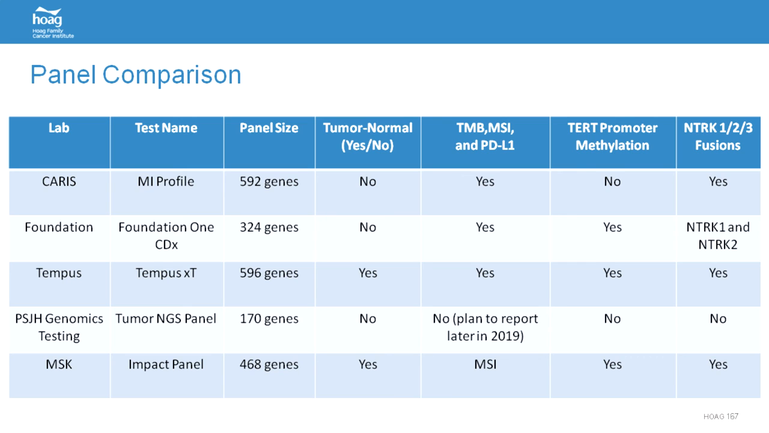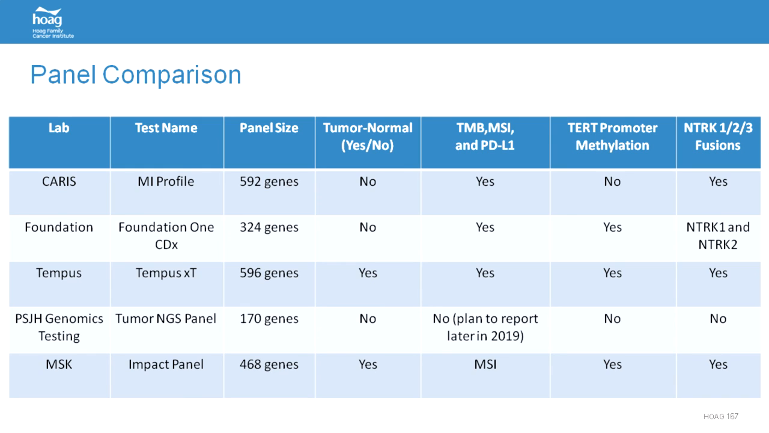Tempus is a relatively new testing company. The same guy that started Groupon, the internet company, started Tempus. At least the story that I've heard is his wife had breast cancer, and so he got into the testing business. And they do tumor normal subtraction and have a very robust panel.